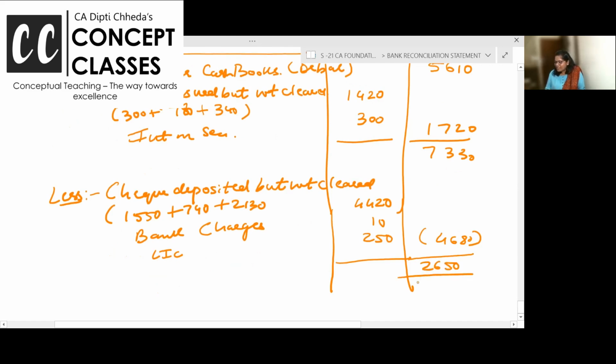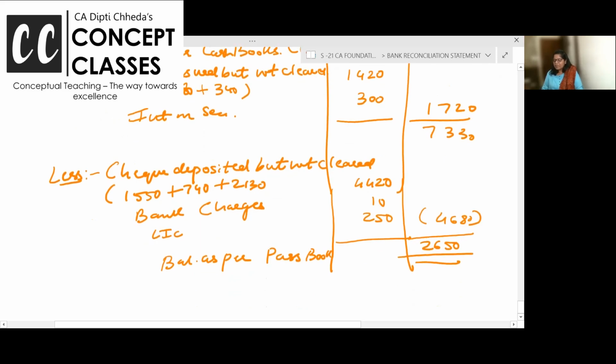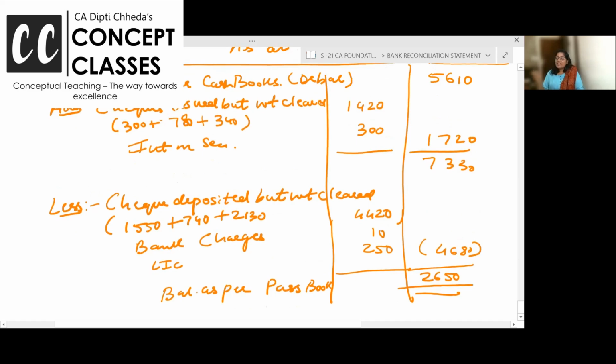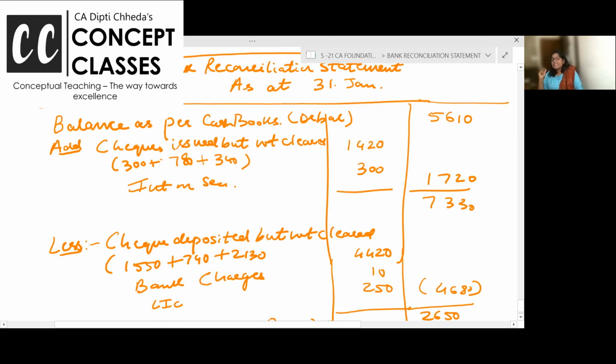Yes. Will you enjoy doing this kind of problem in the final exam? I like this. I find this easier than our routine problems. Now this is the balance as per pass book. Balance as per pass book. Balance as per cash book. Add and less and we get the balance as per the passbook. 2650 and see it is tally. Finished? Then check it as per passbook you have 2650. As per cash book you have. These are the reasons of difference.